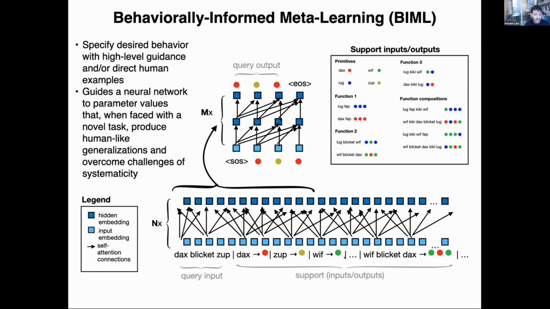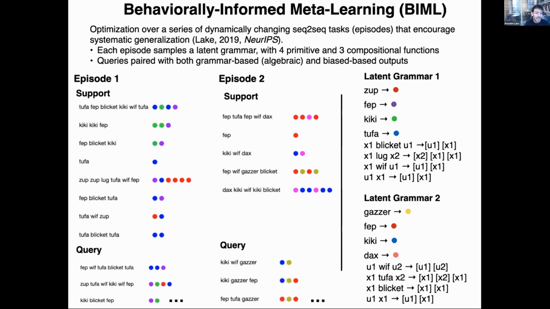So we're hoping it's going to look at the context in order to answer the query, but the key is how it's optimized. And the big idea is that it's optimized over a series of dynamically changing sequence-to-sequence tasks that encourage systematic generalization. There was an earlier version of this at NeurIPS in 2019, but this works much better by using the transformer. So each episode samples a latent grammar with primitives and compositional functions.